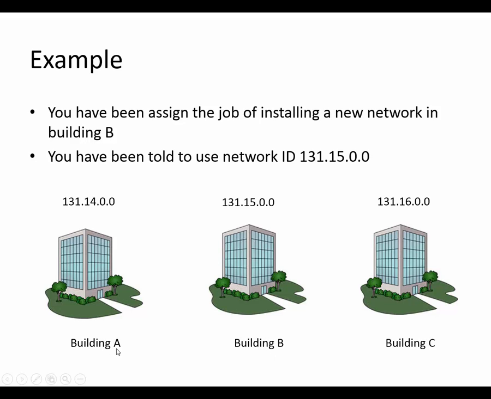Now the network engineer in Building A will be using network ID 131.14.0.0, and the network engineer in Building C will be using 131.16.0.0. What you have been assigned is 131.15.0.0 for all of the computers in Building B.